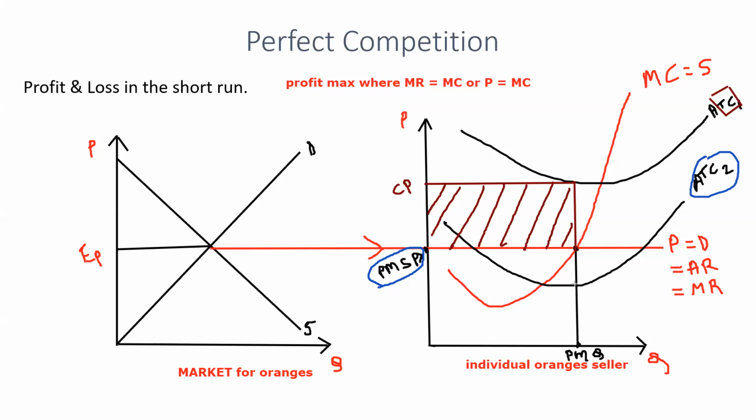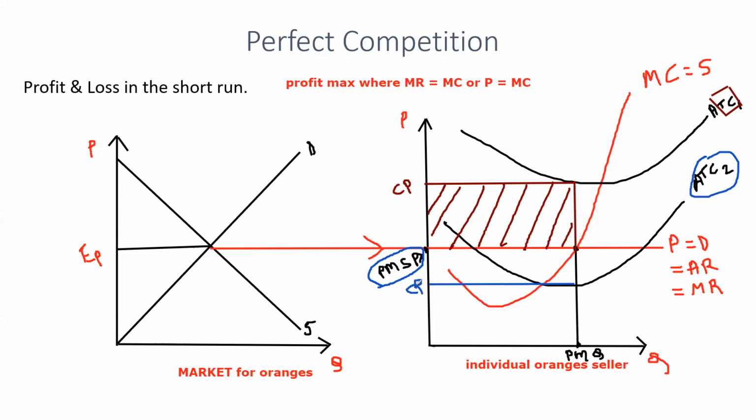Take the line from here. Why did I take it from here? Because the output is the same. So for that particular output, how much is it costing me? So this output meets the cost curve, the ATC over here. So in the second scenario, my cost price is here.